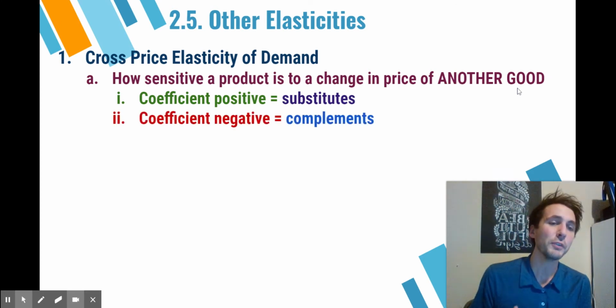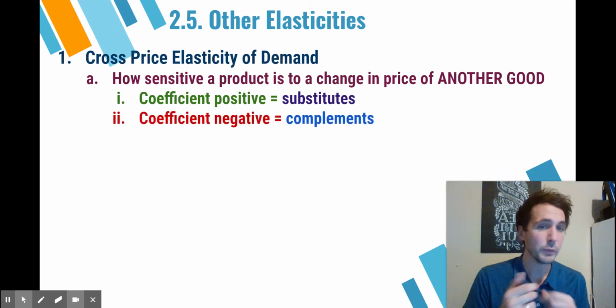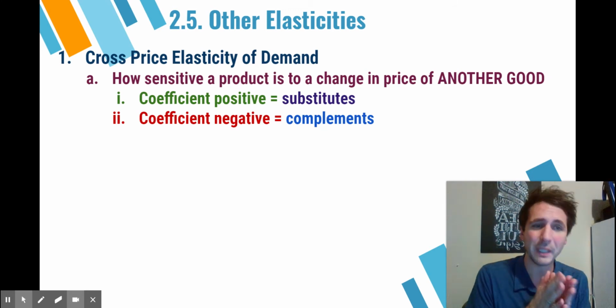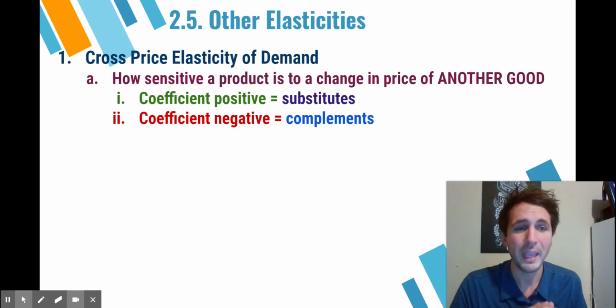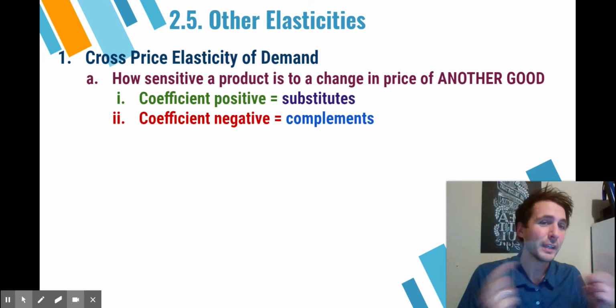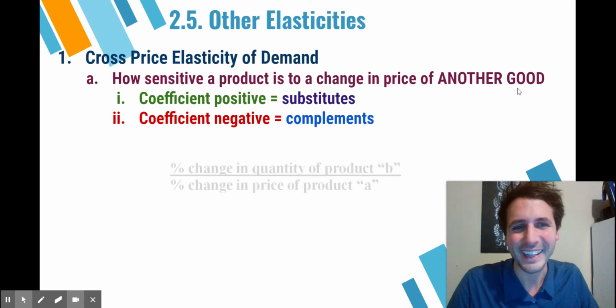If the coefficient is negative, in other words, if they're going in different directions, then they're going to be complementary goods. So negative complements, we call those insults. Negative complements. All right, there you go.